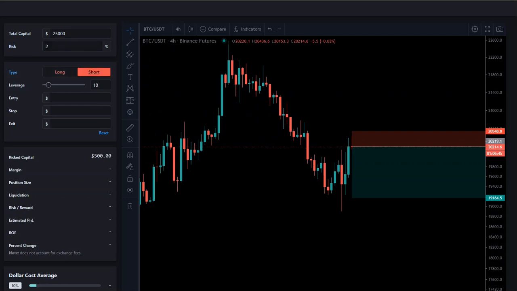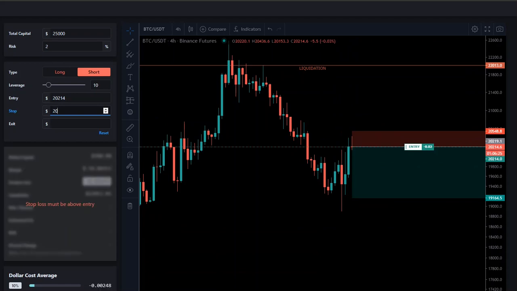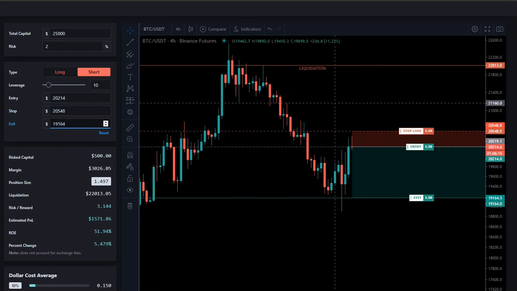So I used 10x leverage, and I will show you why leverage doesn't matter and only your trade size is the most important parameter. So in this case, our entry would be $20,214, and our initial stop loss is $20,548. And let's say our exit is $19,164.